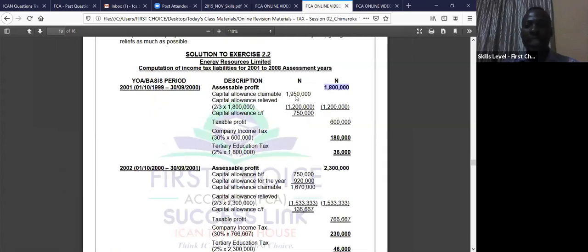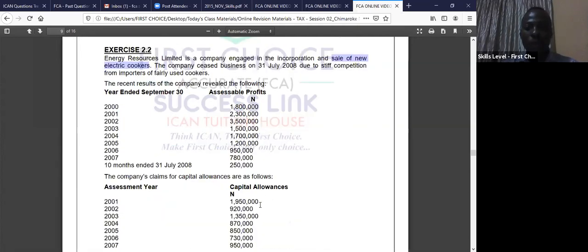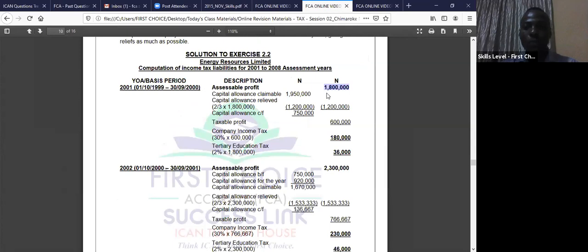So now that we've taken our capital allowance as 1.95 million, we'll bring it here. This is what you are supposed to be claiming as capital allowance. But how much will you really claim? You have to restrict it to 2/3 of your assessable profit. So when you do 2/3, you have 1.2 million. So you are going to put 1.2 million here, and you are also going to repeat it here.